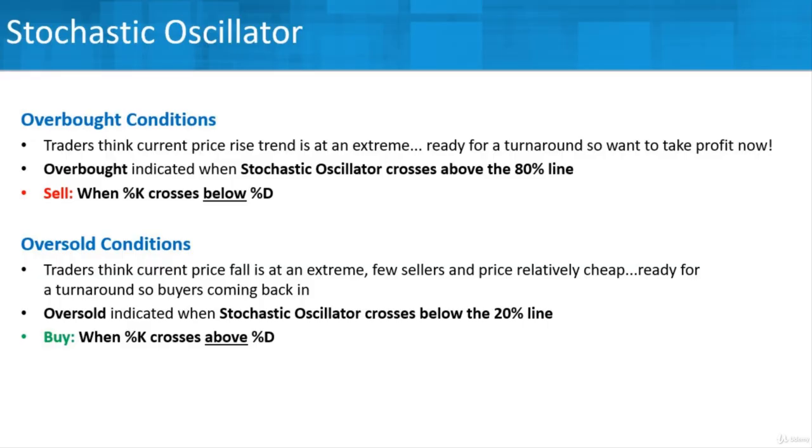Remember, it's an oscillator, so it's between 0 and 100%. There are no prices, it's a percentage, so it's going to go below the 20% line. And we're looking for the percentage K to cross above the percentage D to give us the indication that it's time to buy. So it's kind of like these two sets of conditions that you need to meet for it to be implemented.